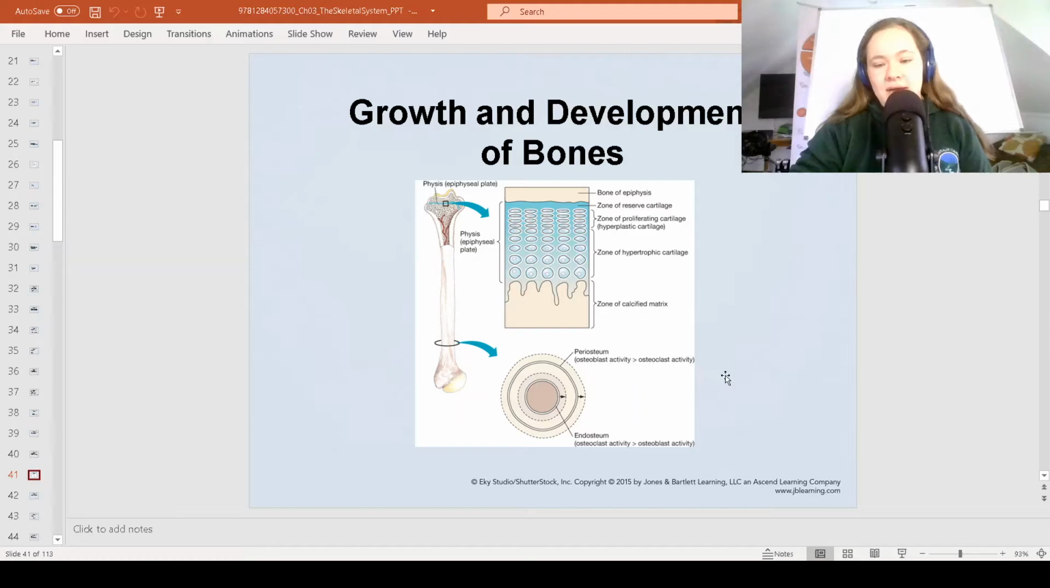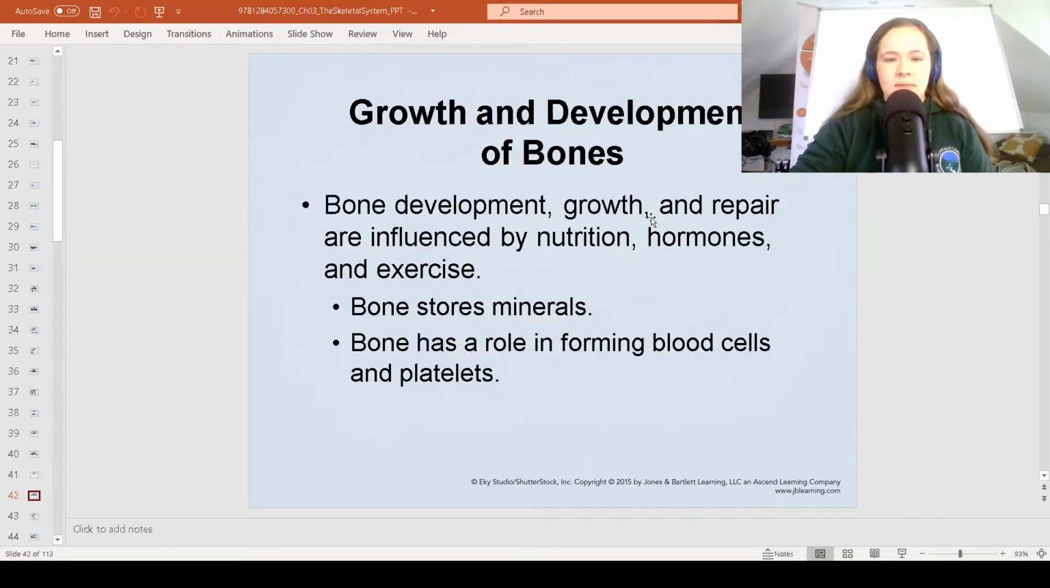Here we've got a graph of how this occurs. So we've got the bone of the epiphysis, the zone of the reserve cartilage, and then the zone of the calcified matrix. It grows like that. You'll understand it soon enough. Sometimes you just have to cram information into your head.